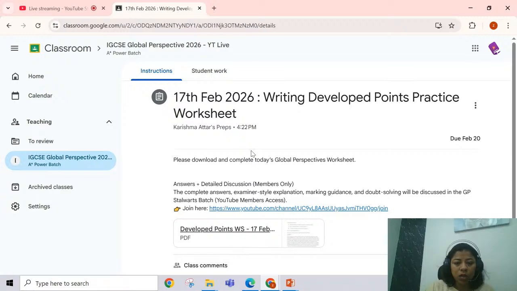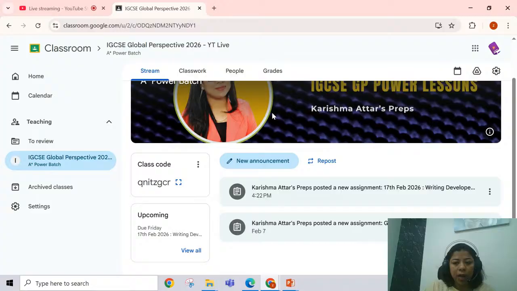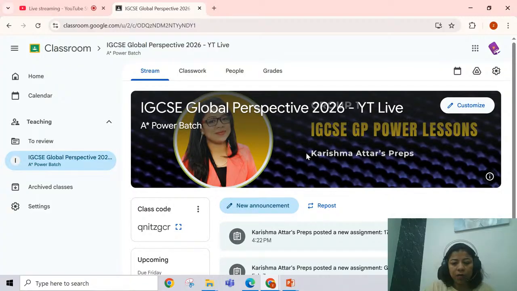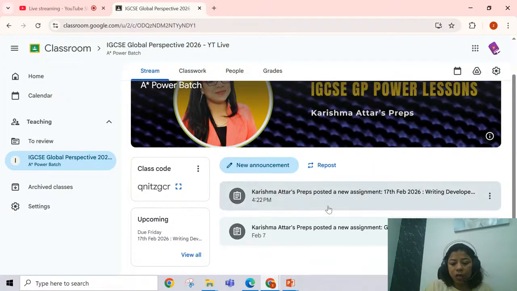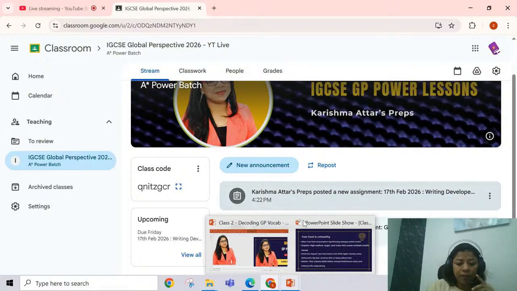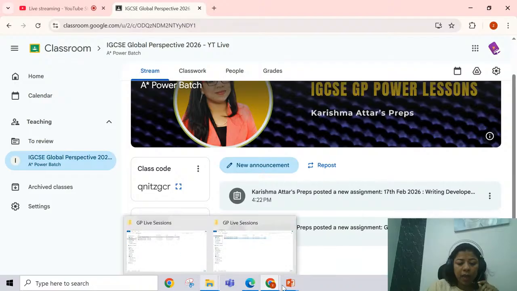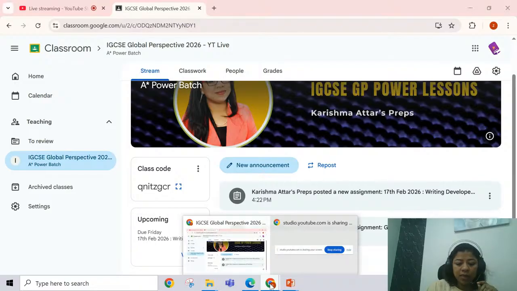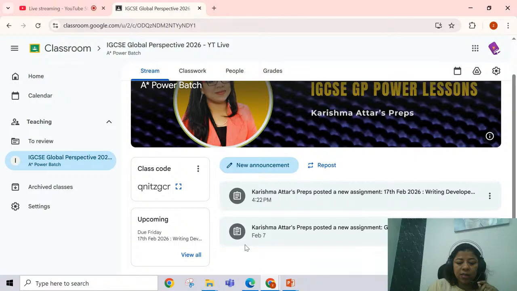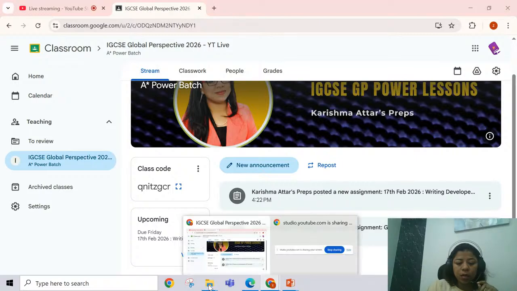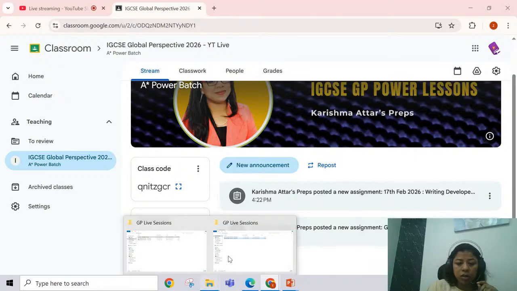So here it is. This is the Google Classroom I'm talking about. This is how it will look like. This is the banner and everything. Here is the worksheet. K Preps posted a new assignment, 17th Feb, writing develop point. And once it is done and uploaded, I will be going through each and every uploaded work. Now, all the uploaded work, the feedback, and the answers will be discussed in Saturday's Global Perspective live member class.